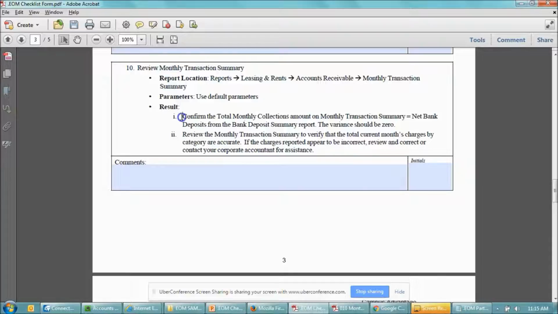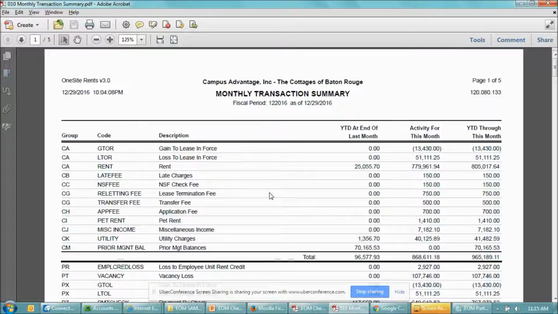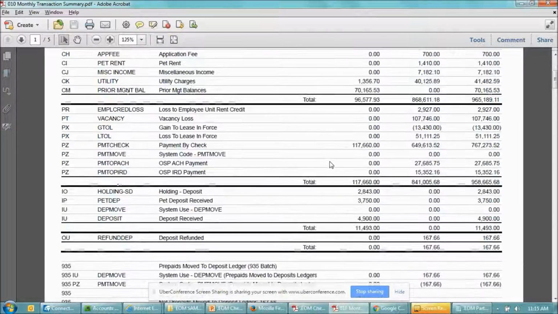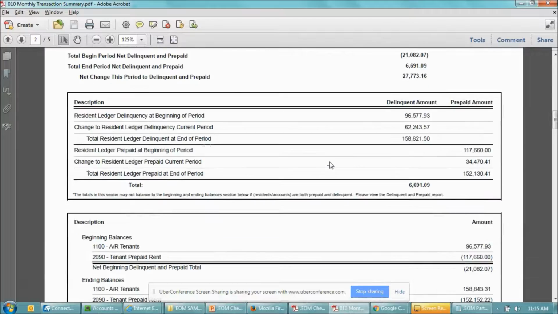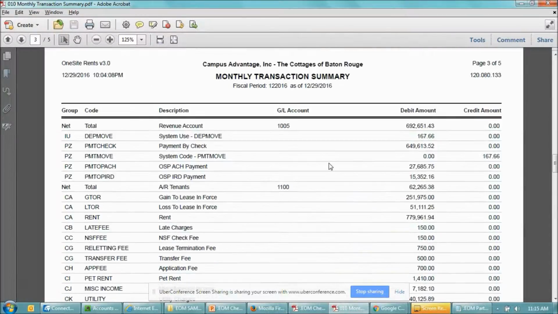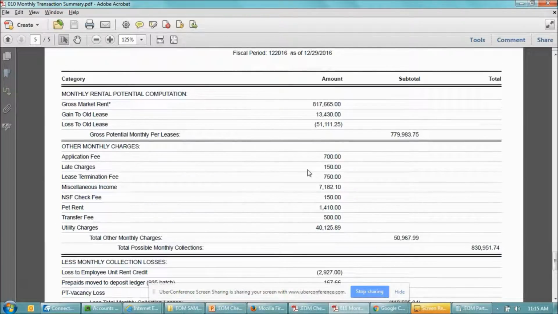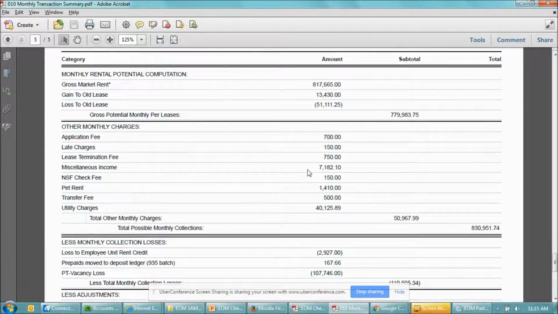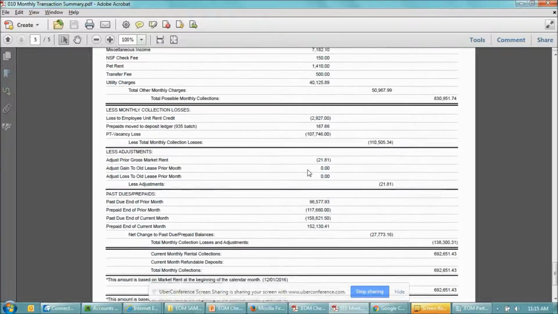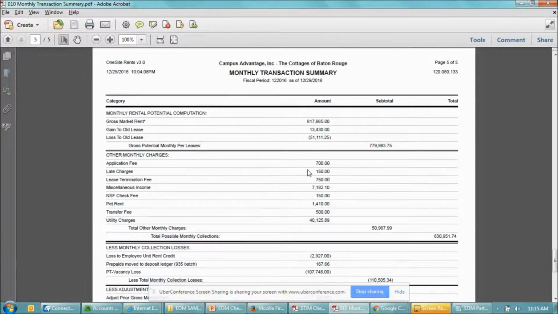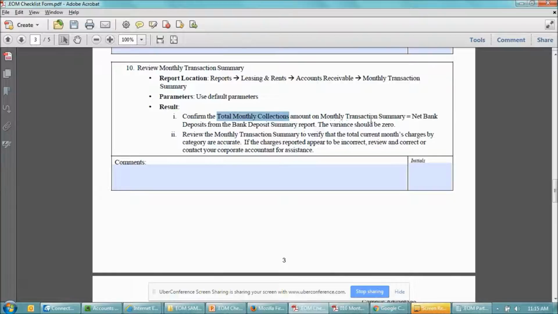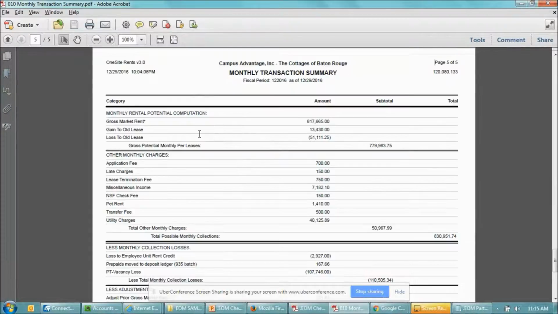So on this report, the first thing you would want to do is confirm the total monthly collections, which is down here somewhere. I think it's like on page 3 or something. I meant to highlight this one beforehand. Total monthly collections. Actually, I'm going to make it a little bit smaller. Sorry. And it equals the net bank deposits from the bank deposit summary report. So we have that other report, and the total monthly collections.